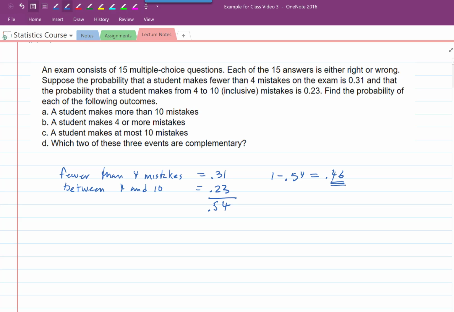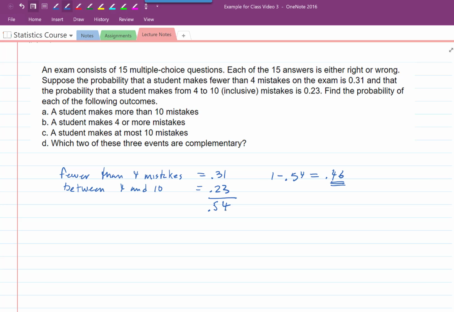Again, all the possibilities have to add up to a probability of 1. Fewer than 4 mistakes, 0.31. Between 4 and 10 inclusive, 0.23. So between 0 and 10 mistakes, probability of 0.54, and what's left over for more than 10 mistakes is 0.46. So that would be the answer there.